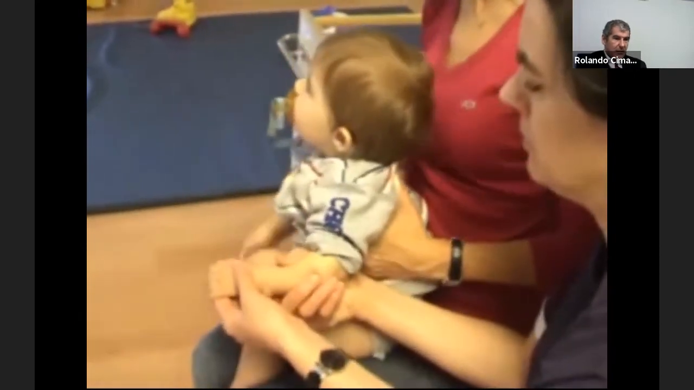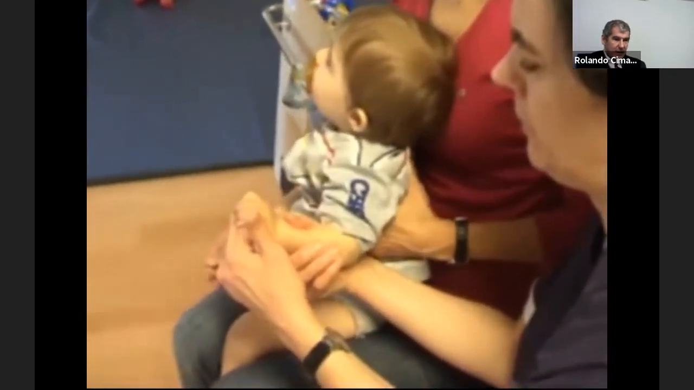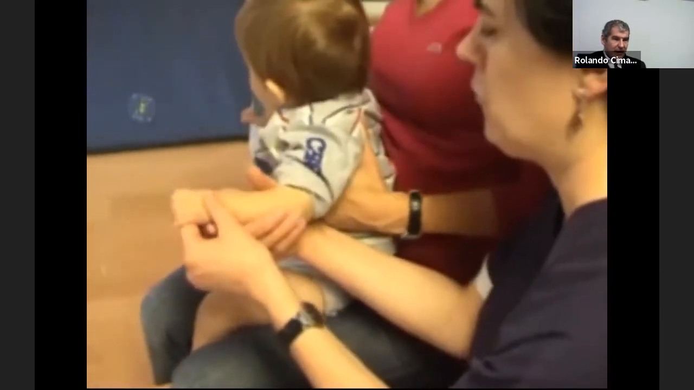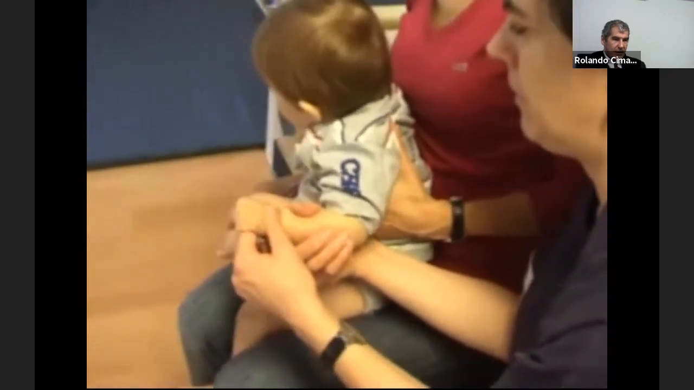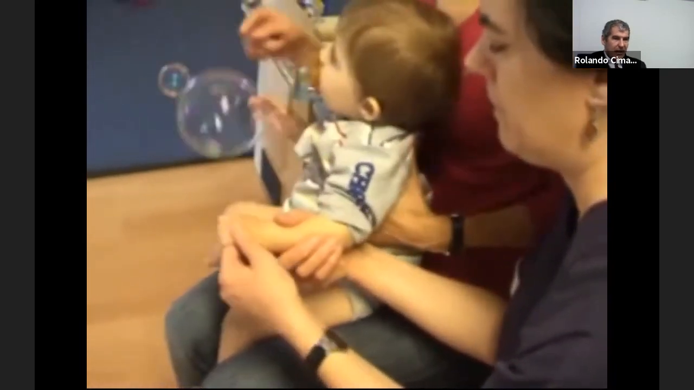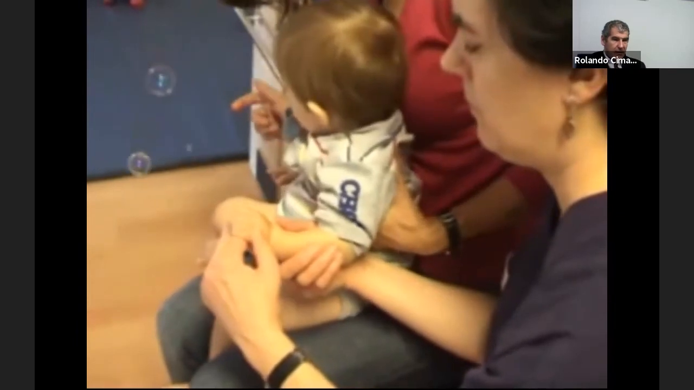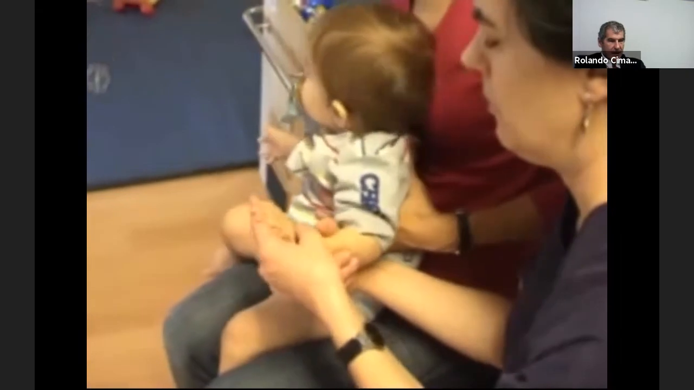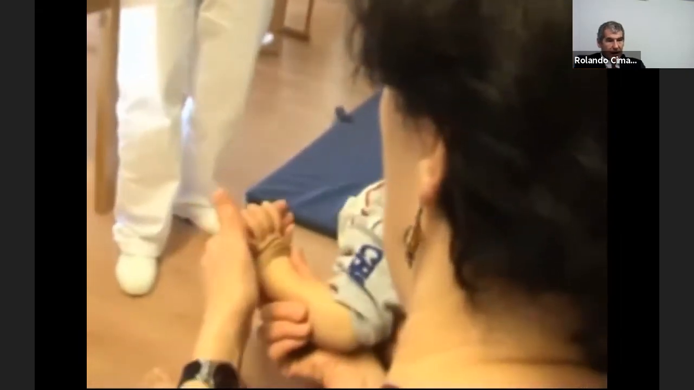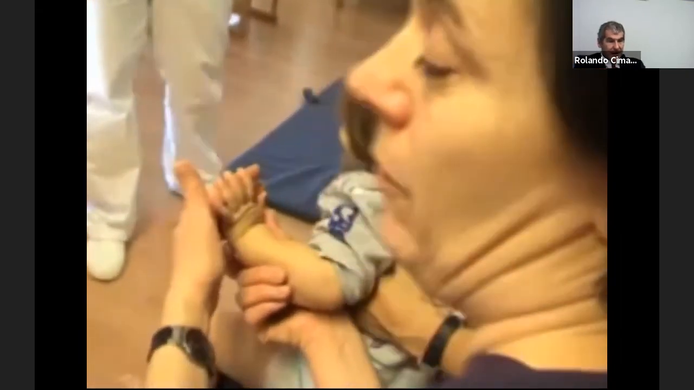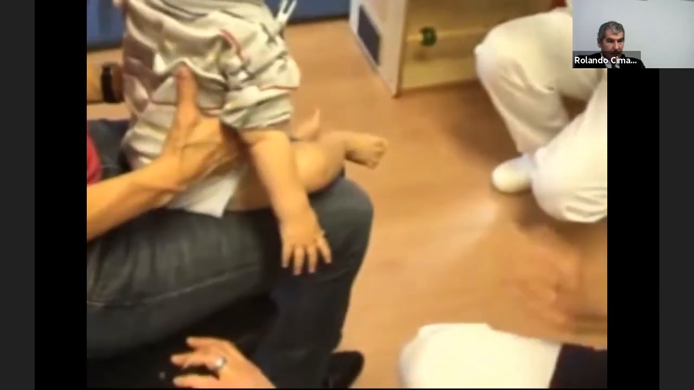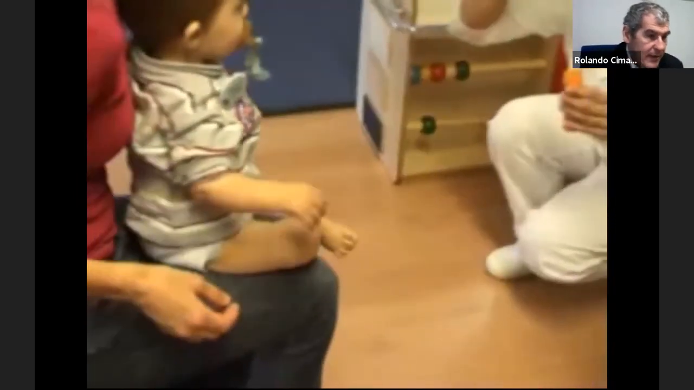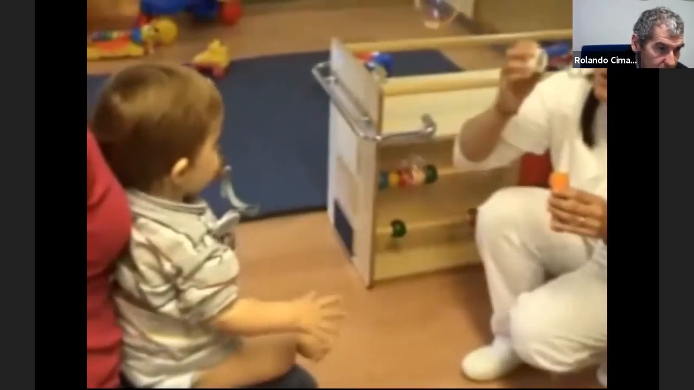So in this case, the physical therapist is examining the child. Another person in front of the child is trying to distract with soap bubbles, and the child is in the lap of the mother. In this case, you have to wait to move the joint when the child is more relaxed and is not retracting the limb. Of course, this is simplified with regard to a full examination.